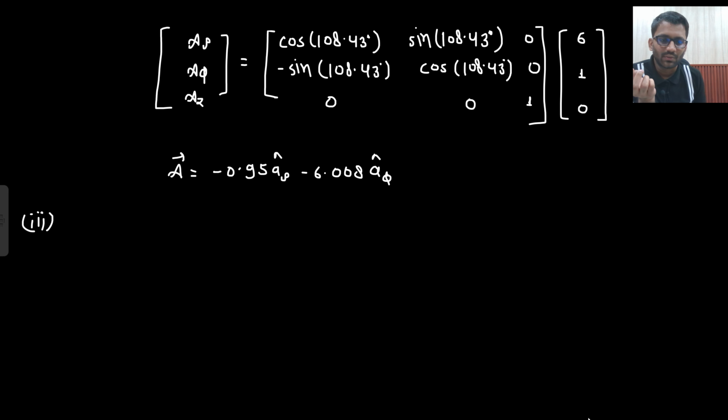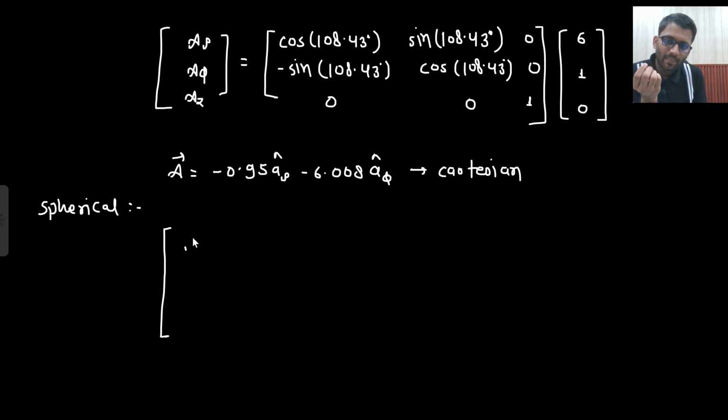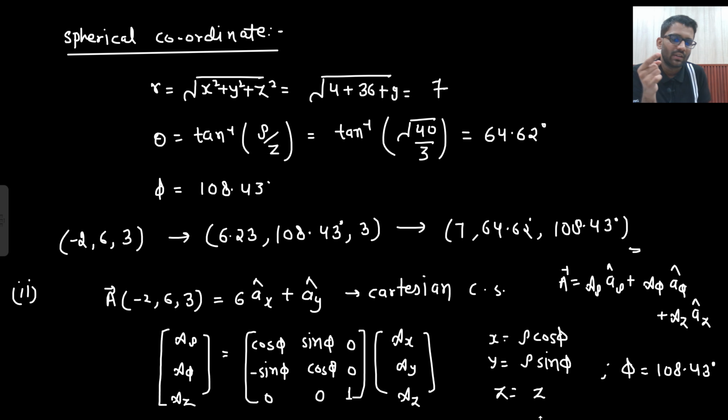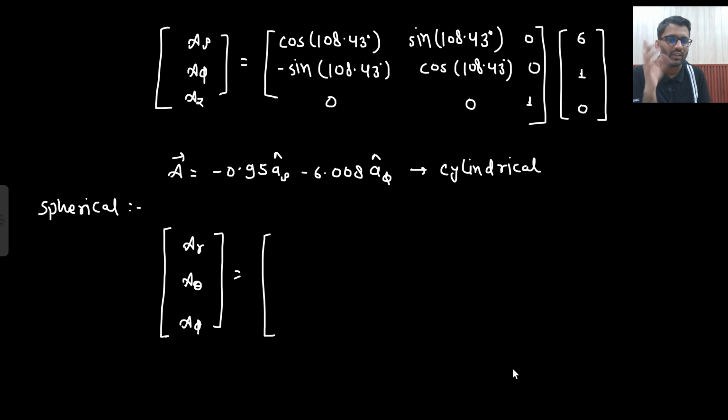Okay, this was the second question. So this is done in Cartesian. Now I'm going to go to spherical. For spherical as well, I can apply the formula r comma theta comma phi. Which one should I apply? I can apply any one. I can go from cylindrical to spherical as well. I can go from Cartesian to spherical as well. I can go from here to here as well. How should I go? Let's go from Cartesian only.